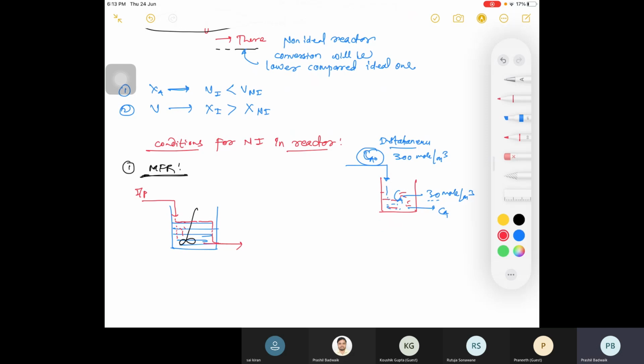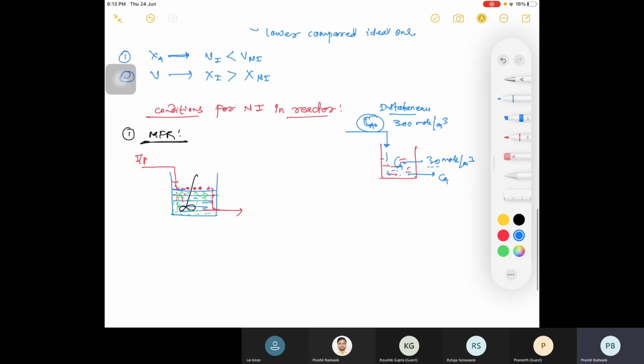Right? What should happen ideally? They should go here, right? So I'm drawing it by green color here. See, the one which entered in your reactor, and some molecules are there which directly came out, right? These are these molecules. Okay, this is the first condition.